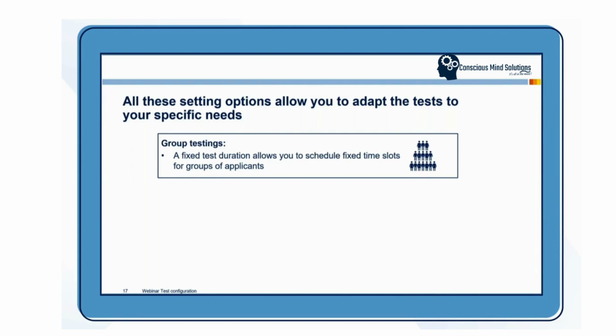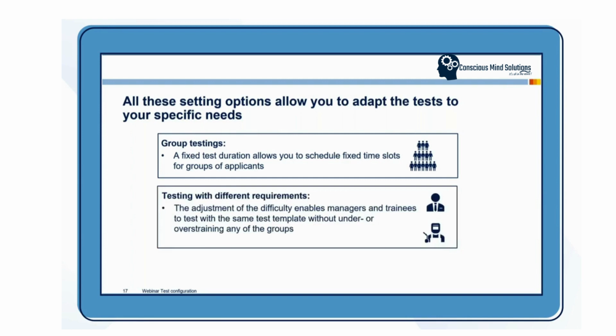Another example will be testing with different requirements. The adjustment of the difficulty enables managers and trainees to test with the same test template without under or overstraining any groups. So you might have a test template that you want to use for both groups, but obviously you have different demands for them. So for the managers, you might use the difficulty options with difficult enabled. For the trainees or applicants or apprentices, you might have easier items.